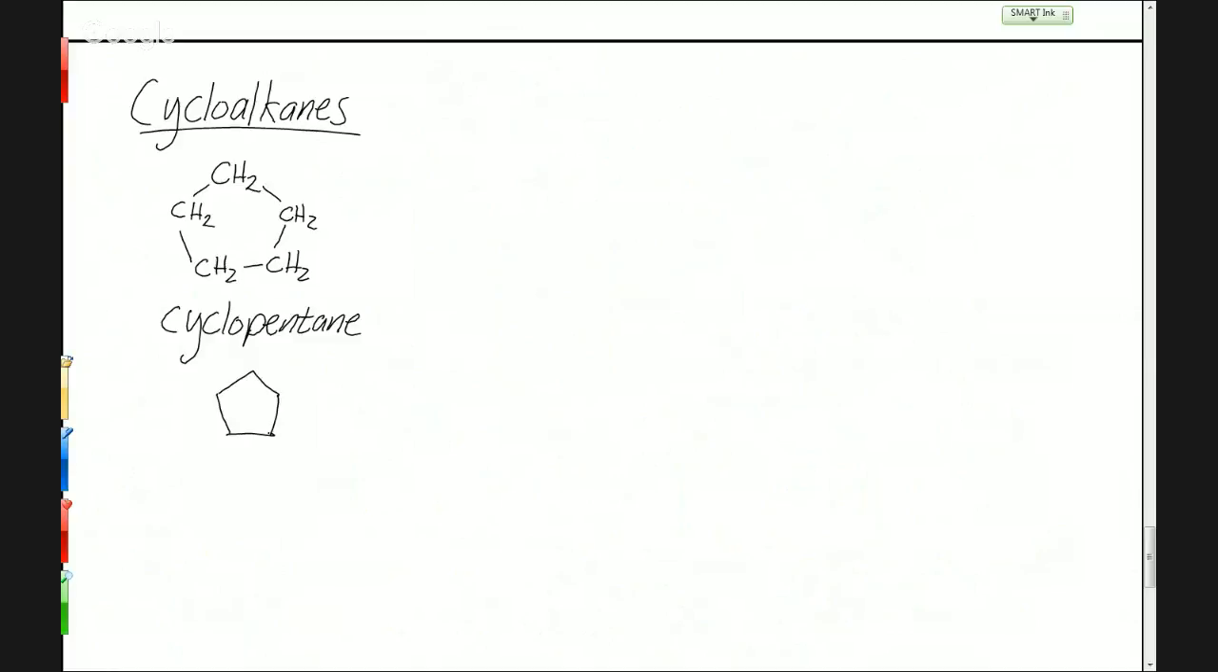So if we have something like this, we can name this. But in this case, instead of thinking about the longest chain, we see that there's a ring. And so the parent name becomes the ring rather than a chain. So instead of ending the name with one of the normal ones, we'd call this what? Go ahead. Yeah, this would be cyclohexane.